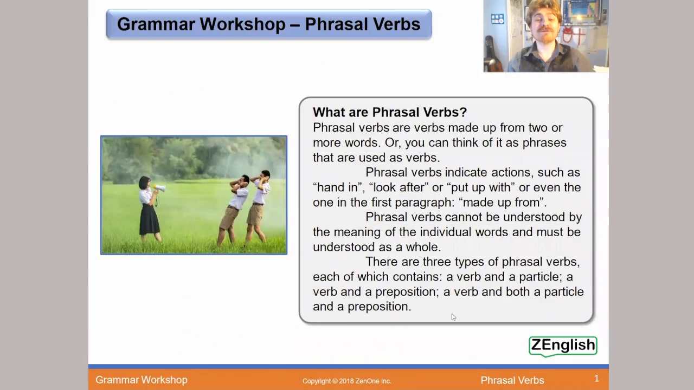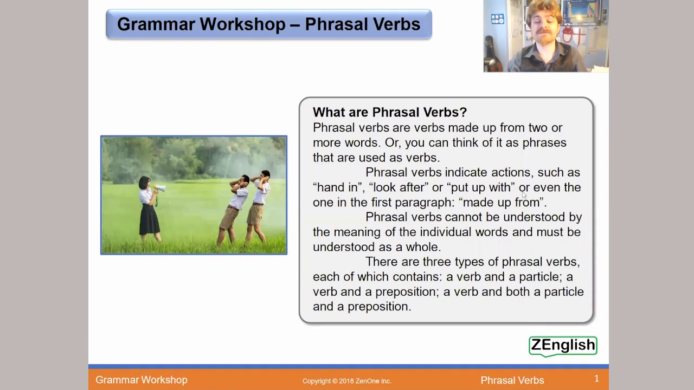Hello all, and welcome to our grammar workshop on phrasal verbs. So what is a phrasal verb? Phrasal verbs are verbs made out of two or more words, or you can think of it as phrases that are used as verbs, or verb phrases we sometimes say too. So, phrasal verbs indicate actions such as hand in, or look after, or put up with, or even the one in the first paragraph here, made up from.